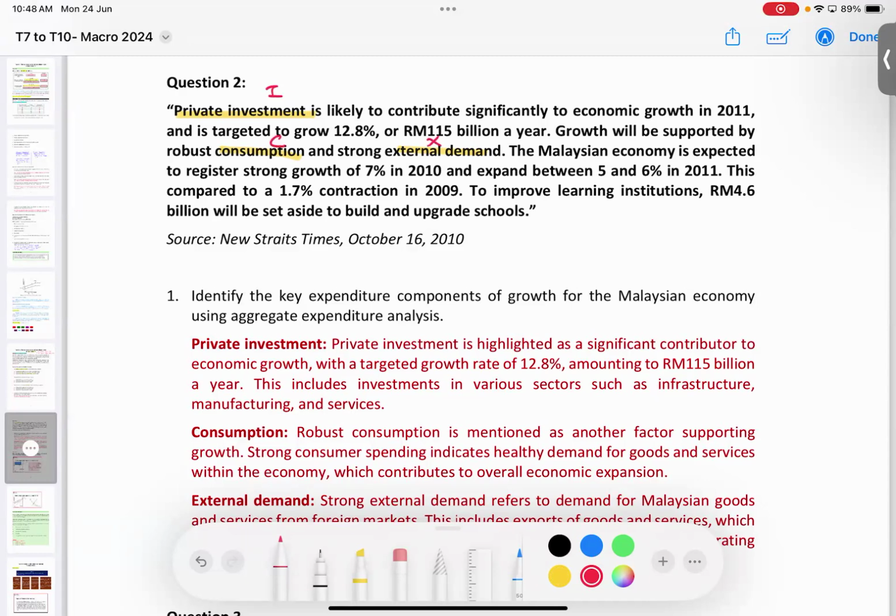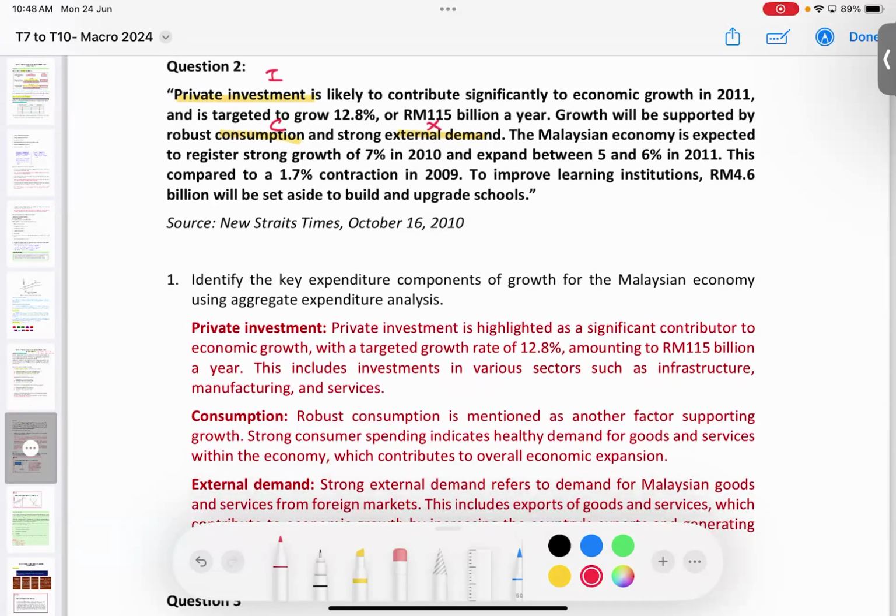The Malaysian economy is expected to register strong growth of 7% in 2010 and expand between 5 and 6% in 2011. This compared to 1.7% contraction in 2009. To improve learning institutions, 4.6 billion will be set aside to build and upgrade schools. So now the quick question here is identify the key expenditure components of growth for the Malaysian economy using aggregate expenditure analysis. So what are the expenditure components over here? We have consumption, we have investment, and we have exports.